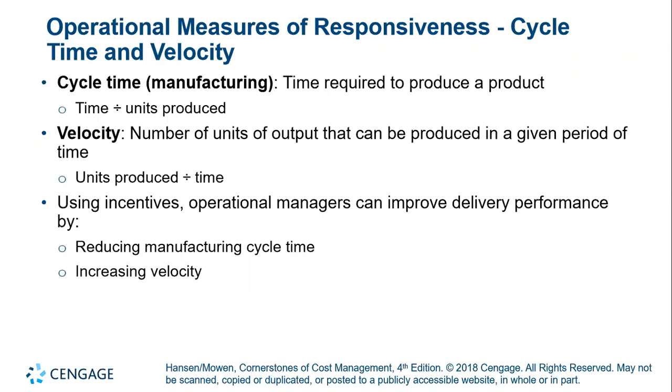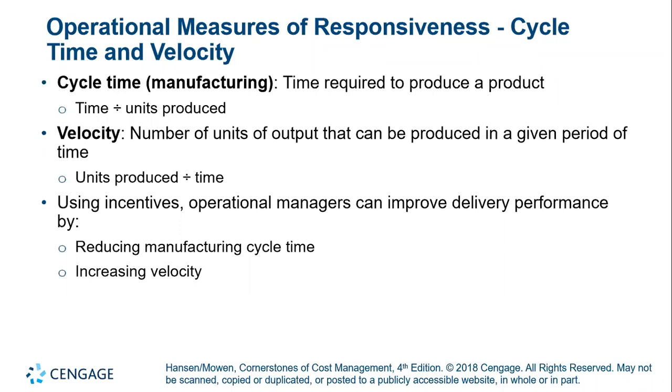Cycle time for manufacturing is the time required to produce a product. That's time divided by units produced. So now we have the formula. Cycle time is equal to time divided by units produced, and velocity is the number of units of output that can be produced in a given period of time. So we have the units produced divided by time. So it's the reverse of cycle time. Cycle time is time divided by units. Velocity is units divided by time.